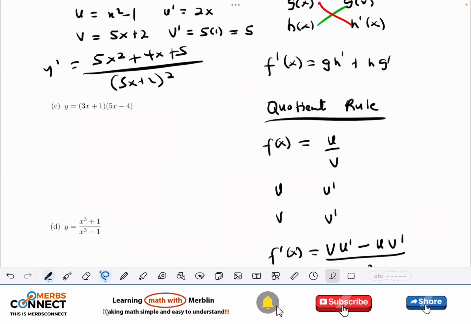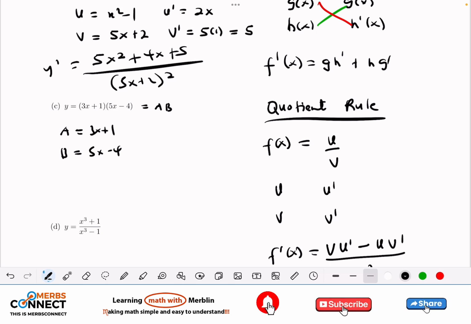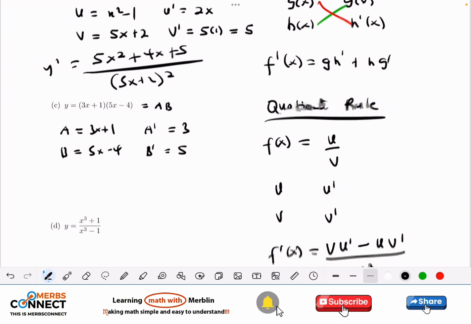Good. So let's look at C. For C, we are going to use the product rule, right? Because we have two functions. So the same idea, I have a, b. So my a will be equal to 3x plus 1. My b will be equal to 5x minus 4. What is a prime? When I differentiate 3x, I will have 3. But when I differentiate 1, I'll get 0. So that one is done. When I differentiate 5x, I'll have 5. When I differentiate minus 4, it will be 0.